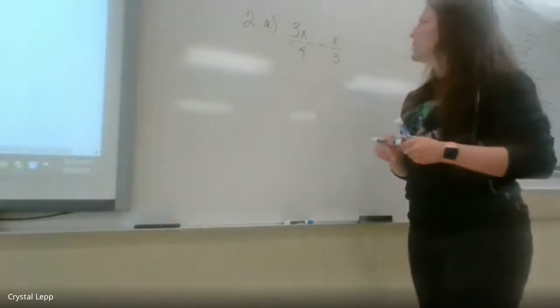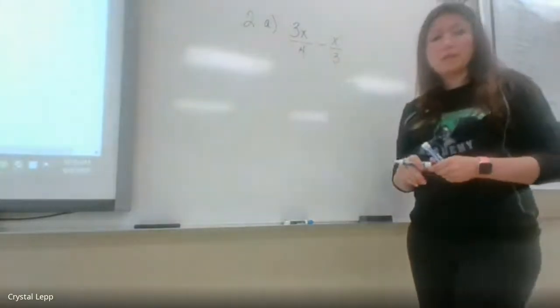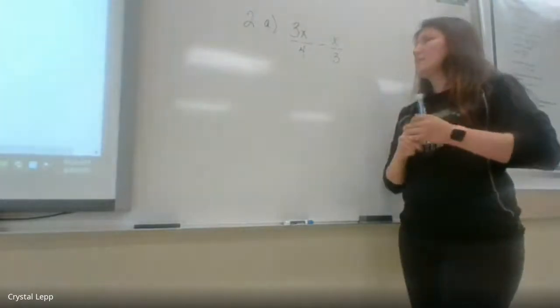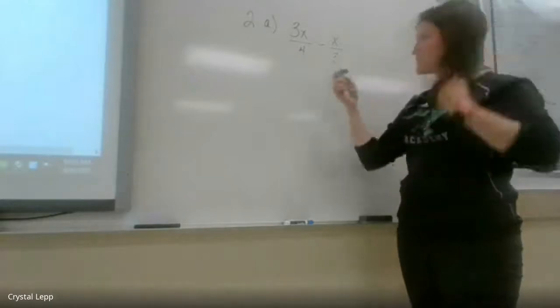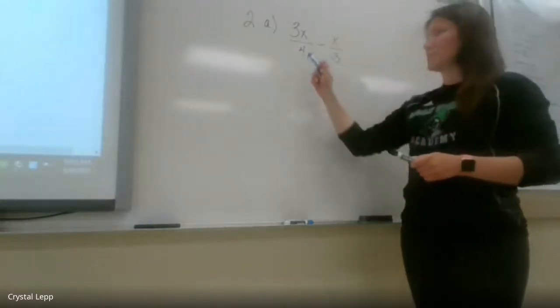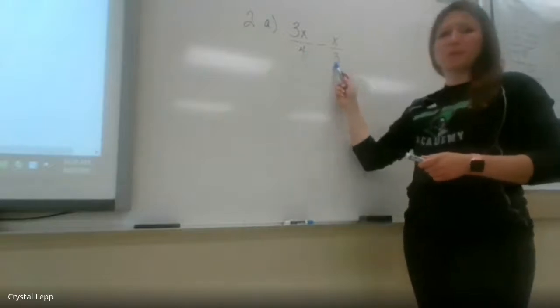Okay, so we have a 4 in the denominator and a 3 in the denominator. The only way you can make common denominators is by multiplying. So we have to ask, what can I multiply 4 and 3 by to make them both the same? What's common to 4 and 3 is 12. So I can make 4 be 12 by multiplying by 3. I can make 3 be 12 by multiplying by 4.